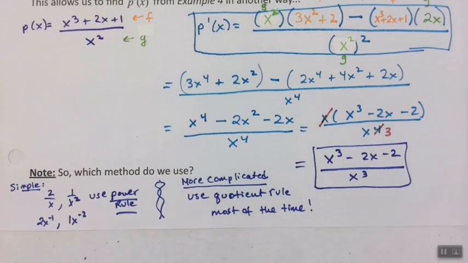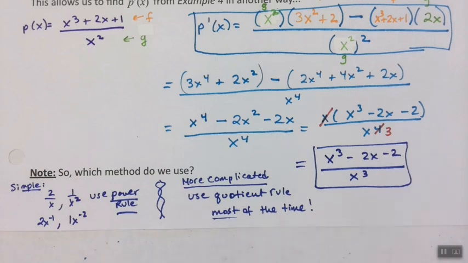But most of the time we don't do the simplification first unless for some reason it's really obvious that we should. So when I say most of the time, I'm saying if it's easy to do the simplification, then do it. But most of the time we just use the quotient rule and we only simplify if we have to.